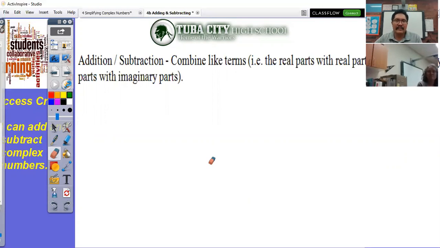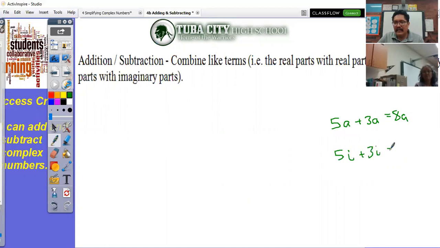And again, once you see this a couple of times, it'll be pretty easy, and it'll be nothing that you're not already used to. Students should already be used to this, and you just treat i like it's any other variable. Like if I ask somebody to evaluate 5a plus 3a, it would just be 8a. Same is true here. 5i plus 3i is 8i. So if two things have the same variable, you can put them together.